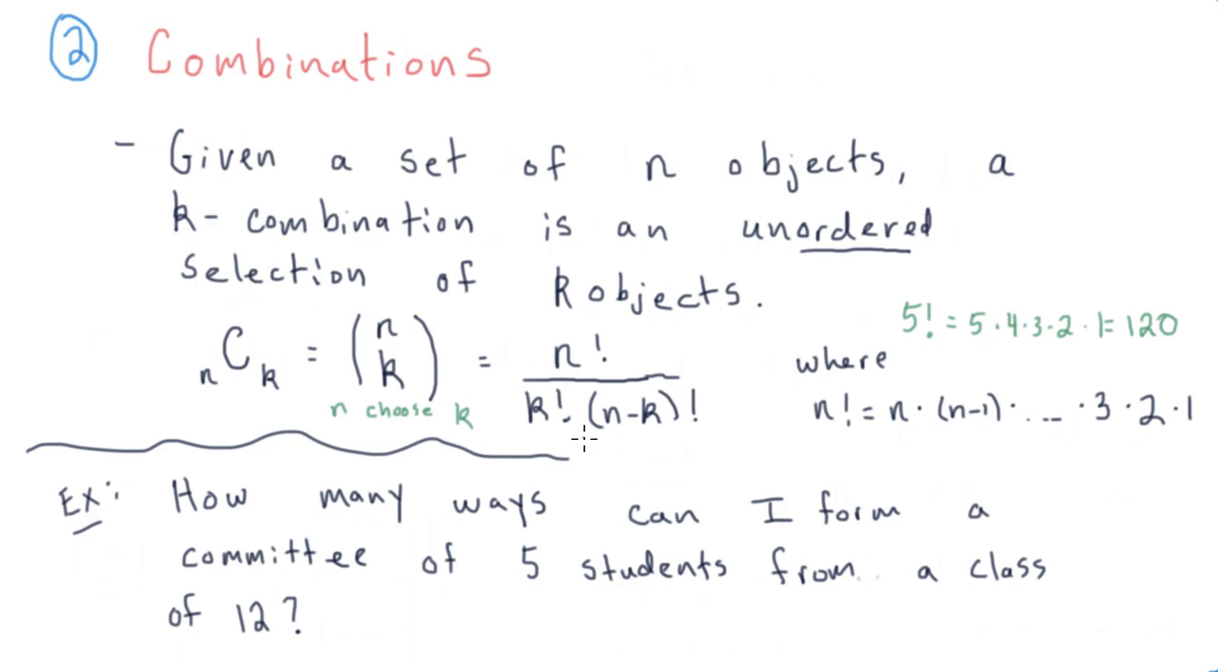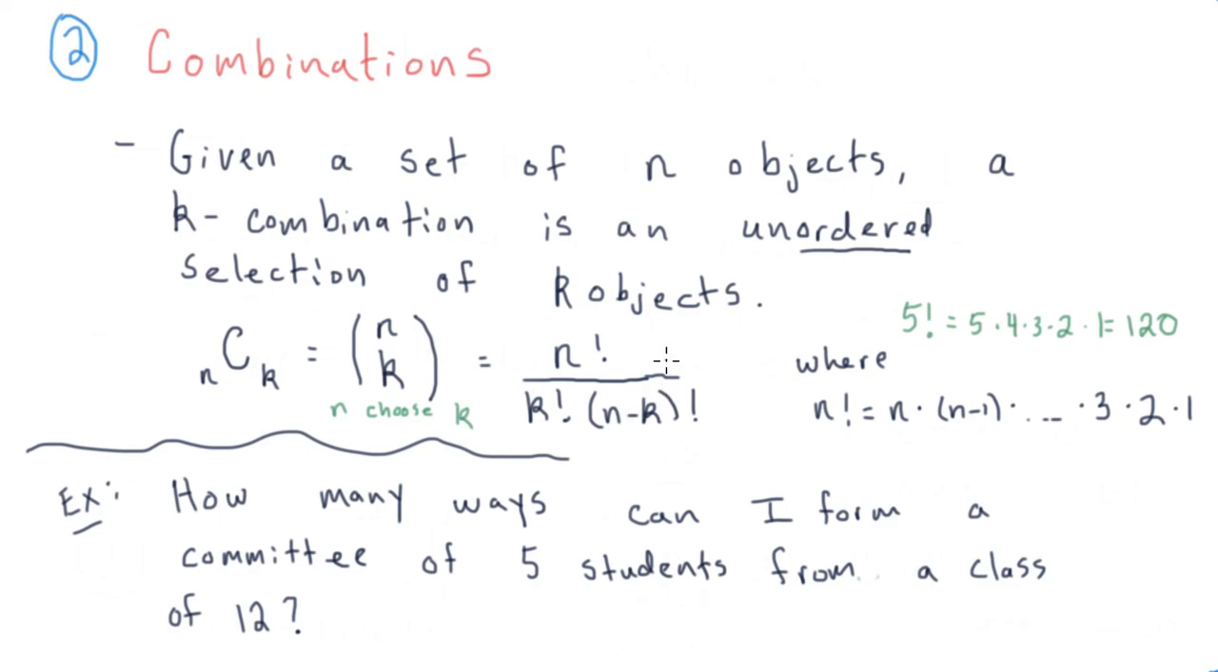Now, I'm not going to get into exactly where this formula comes from. It makes a lot of sense, and you can break it down really easily. But just for the sake of time, we'll take this as our formula. What you're really doing is taking a k permutation and then dividing out the order. That's one way to think about it. But for now, this is the formula.